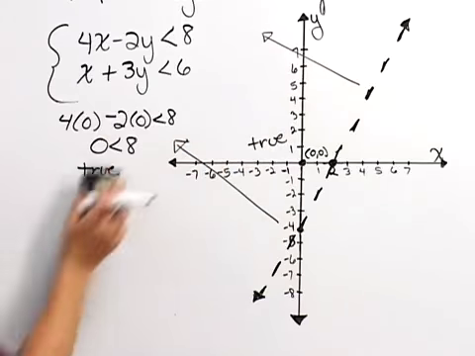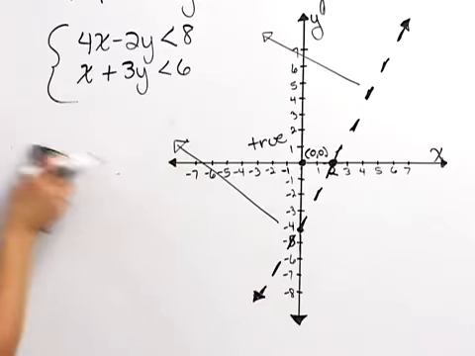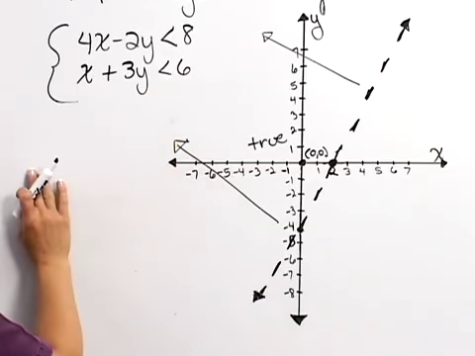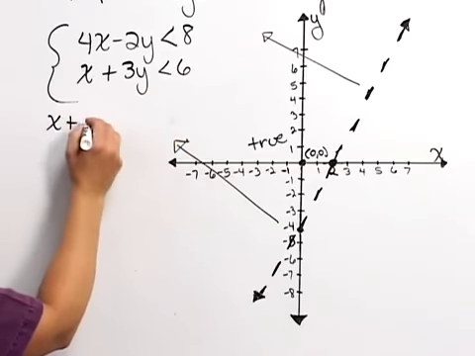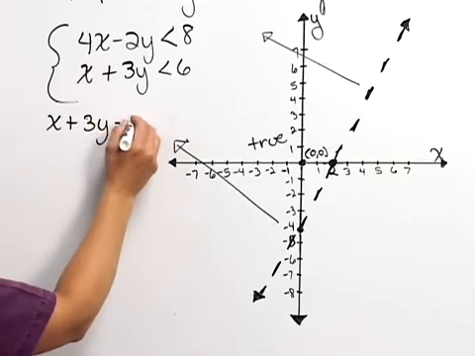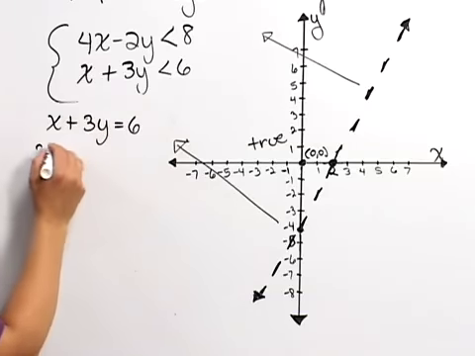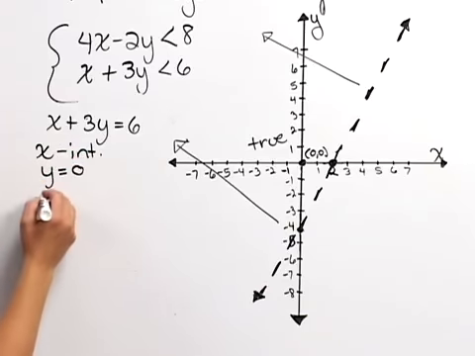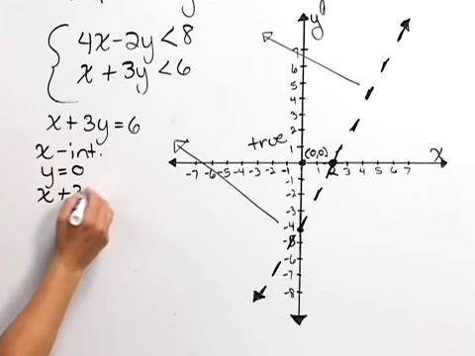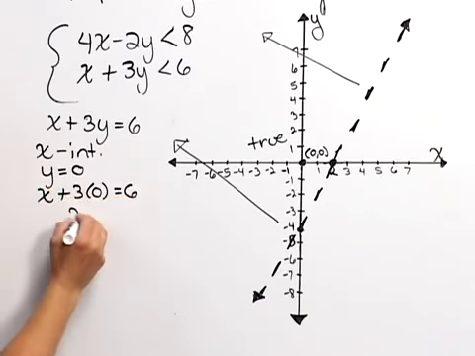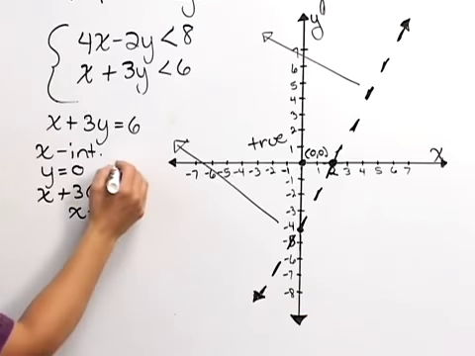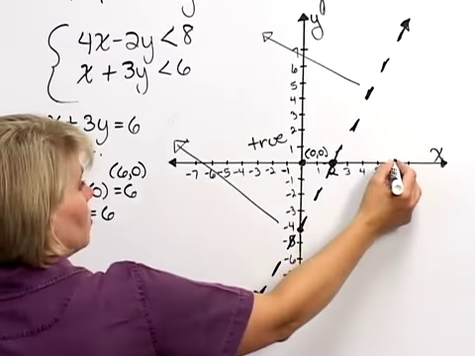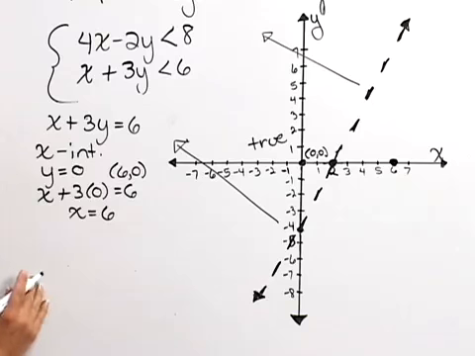So now we're ready to graph our second equation. Now our second equation is going to be a dashed line also, because that's a less than symbol. So let's go ahead and graph using intercepts again, because this is in standard form. Our x-intercept will have a y equal to 0. That's going to be x plus 3 times 0 equals 6, or x equals 6. That's the point (6, 0). So we're going to place a point on the graph at (6, 0).